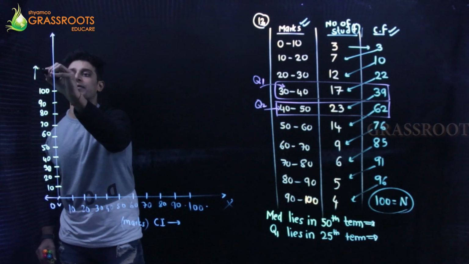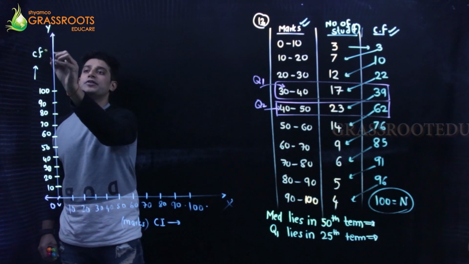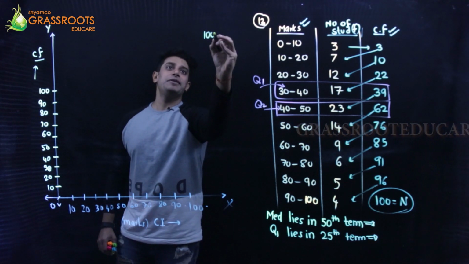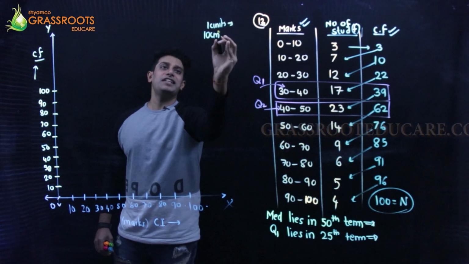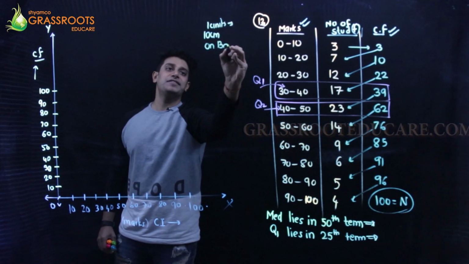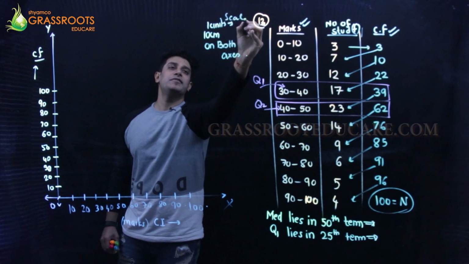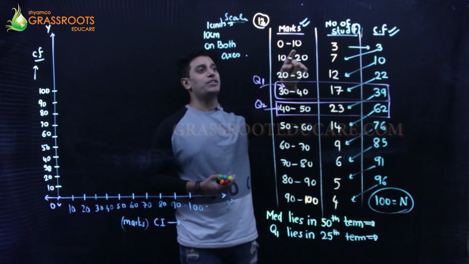0. This is the y-axis. We are going to plot cumulative frequency, the number of students. You can write it down. So 10 centimeter, 1 unit, 10 centimeter on both the axes. That's going to be the scale. Fine. So the first plot always needs to be done with the upper limit.